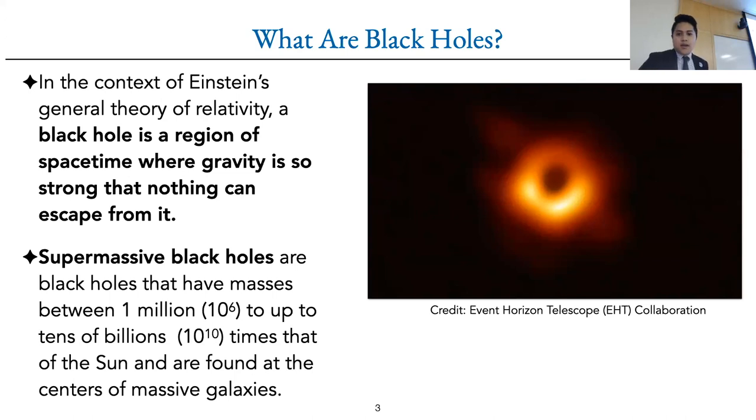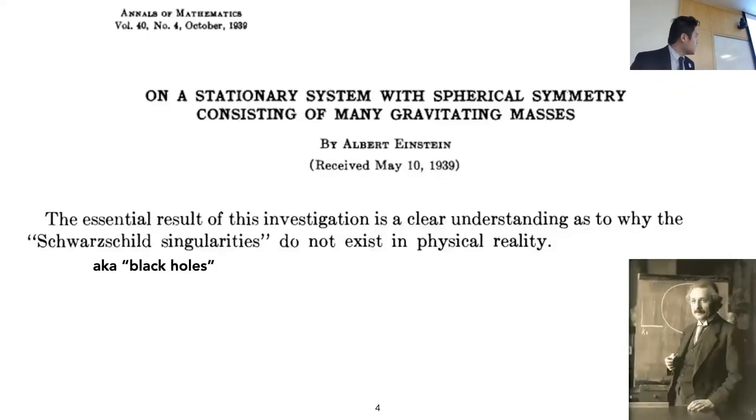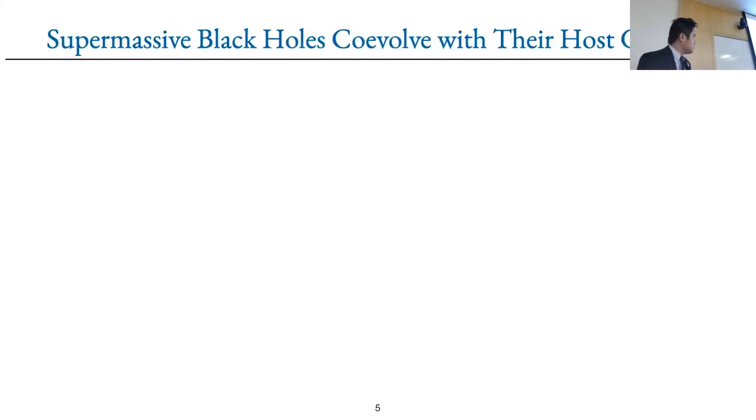One thing I'd like to point out is that Einstein's theory predicted these things, but Einstein himself did not actually believe that they were real. This is an excerpt from a paper he published back in 1939, where he's basically saying that the result of this work is that black holes do not actually exist in physical reality. There really wasn't any strong observational evidence at the time. So I just find it amusing that my whole dissertation is on objects that Einstein himself did not believe were real. But let's get into supermassive black holes and their host galaxies now.